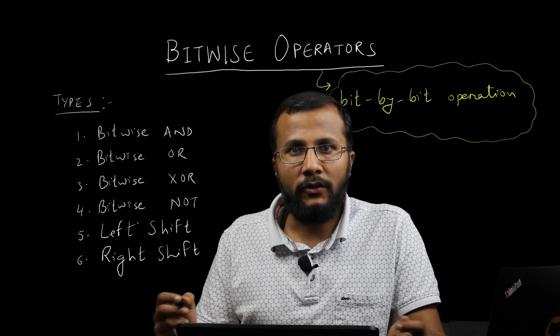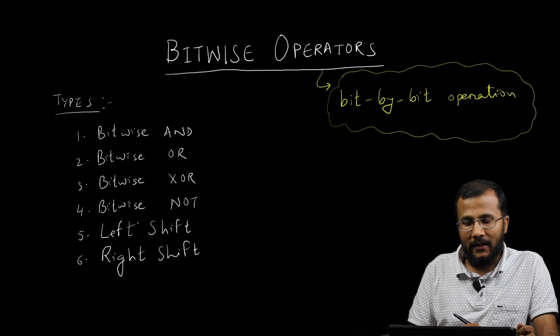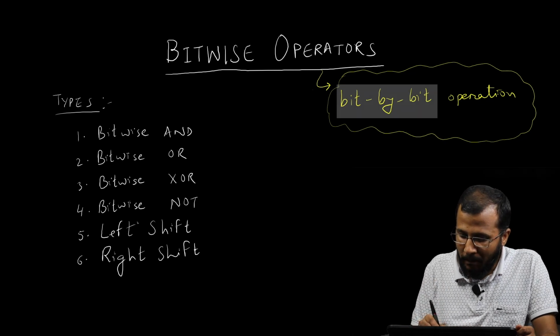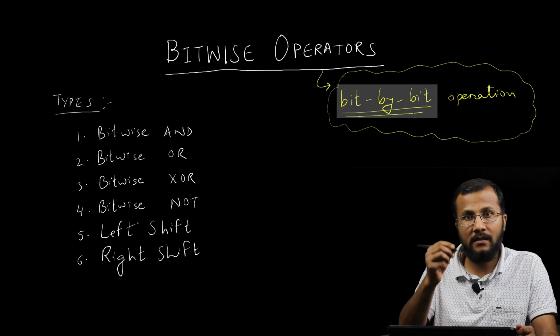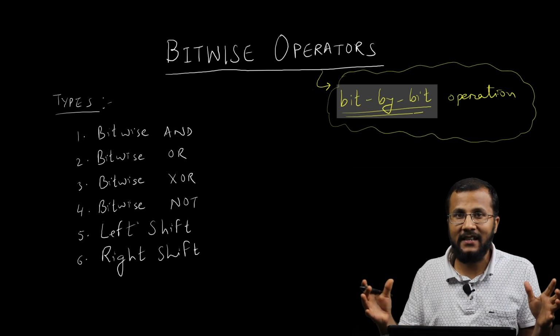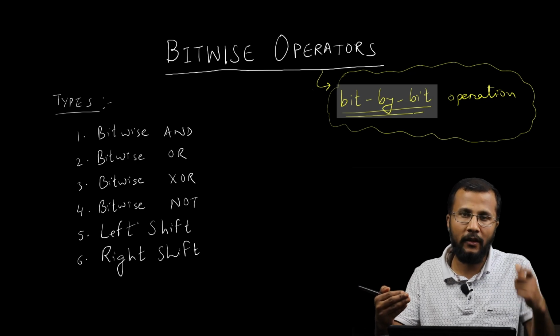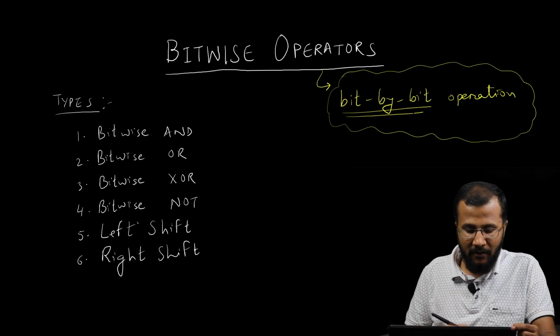In this lecture, we are going to learn about bitwise operators in C. Now, bitwise operators perform the operation bit by bit. That means the operand will be converted into a sequence of binary digits, that is, bits, and then the operation is performed on bits, not on the number directly. Now, there are different types of bitwise operators.